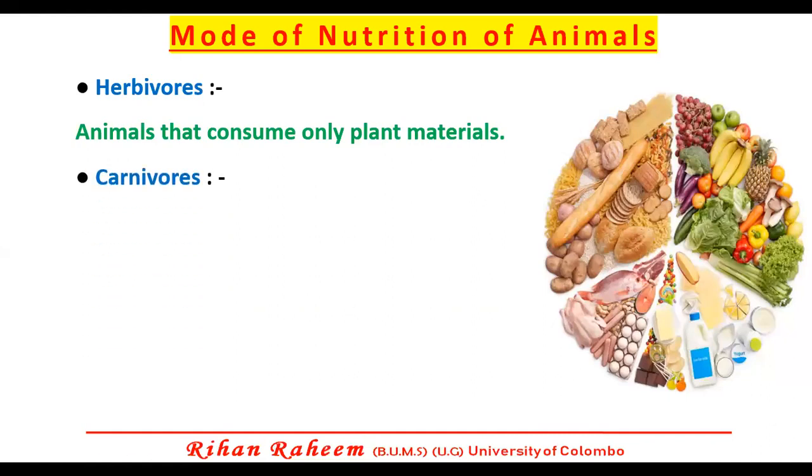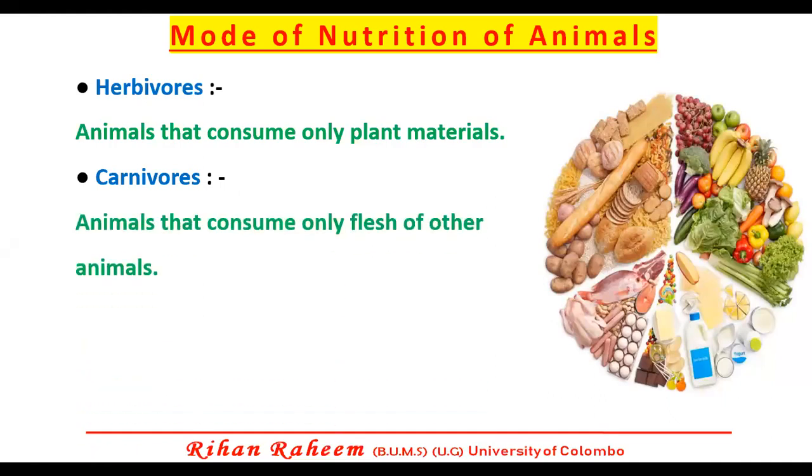Next one, carnivores. Who are the carnivores? Carnivores are animals that consume flesh or the meat of other animals. Example, lion. Example, tiger. Lion, will it eat fruits? If you give fruits to lion, will it eat? No. If you give vegetables to the lion, will it eat? No. It will only eat the flesh or the meat of other animals. It will hunt a rabbit and it will eat. It will hunt another animal and it will eat.